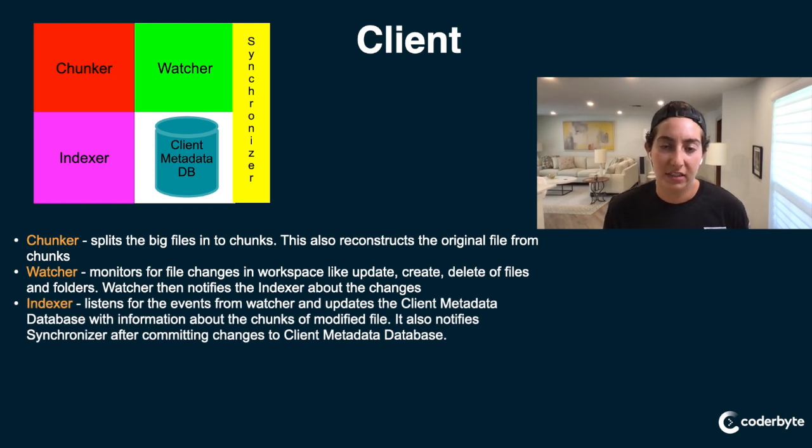We then have the indexer. So what's the point of the indexer? The indexer is listening for the events from the watcher. So it's saying, hey, something changed, right? Something changed, a chunk changed in this file. And it updates the client metadata database with information about the chunks of the modified file. So it saves it locally, saying, hey, one of the chunks changed. It looks different, or it's in a different place, or whatever.